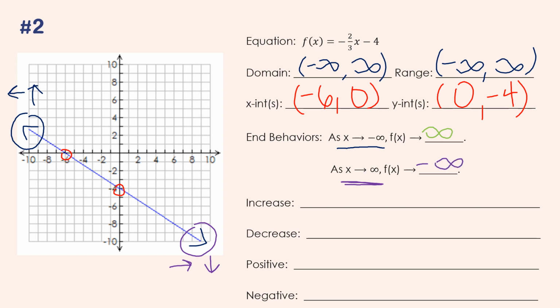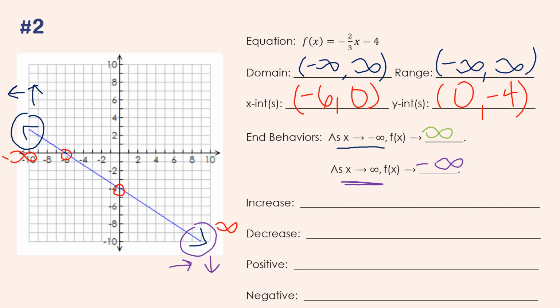Right. Now we're going to get into increase, decrease, positive, and negative. All of these go from left to right. Label the left end negative infinity and the right end positive infinity. What throws a lot of students off is they look at that right end and they see down and not right. We are focusing on left to right when we're writing the intervals.